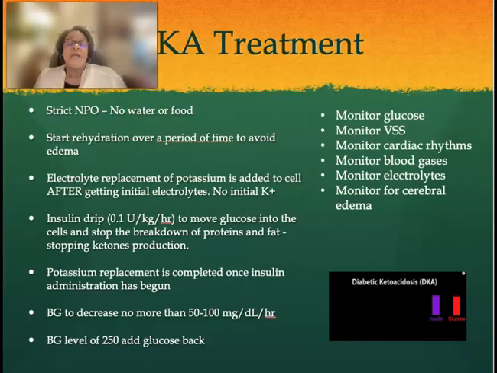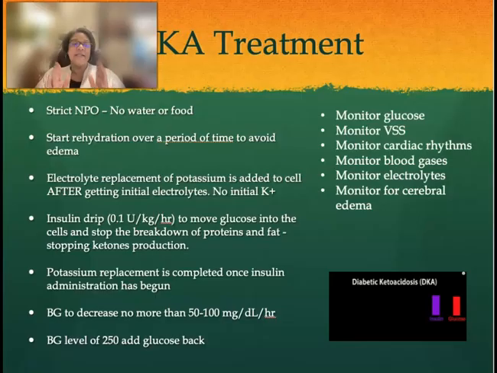So I mentioned that we put glucose in if they're dropping too fast. Once they hit the glucose level of 250, then we automatically have to put glucose into their bags. All right. Usually at this time, we're not rehydrating them anymore. We just have our normal maintenance bag, and we still have our insulin drip going.